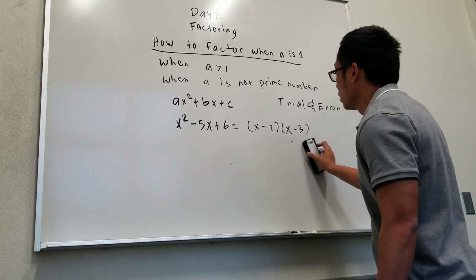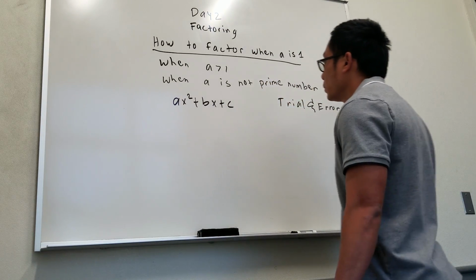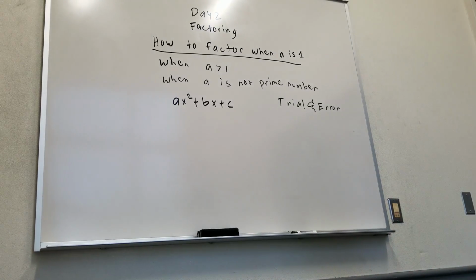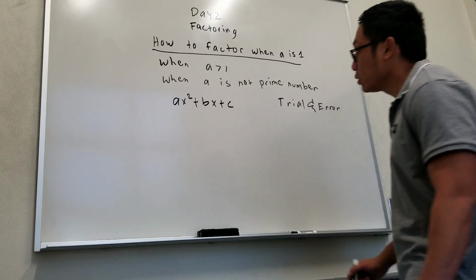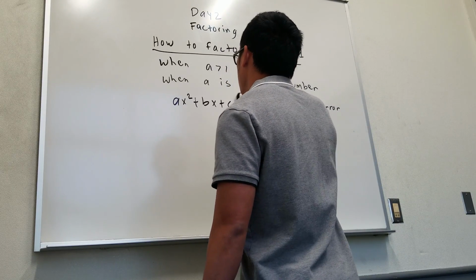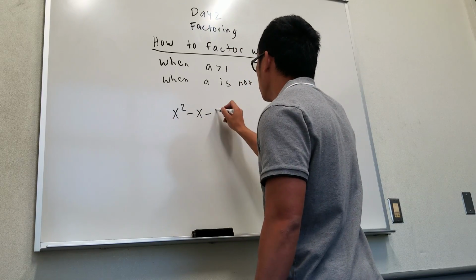So let's go with that. Let's do another problem. x squared minus 5x minus 6. Okay, so I'm going to use that. We have x squared. We don't need this, do we? No, I got rid of that. So you have x squared minus x minus 2.